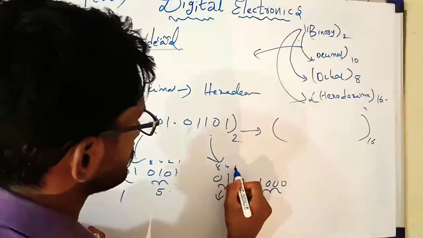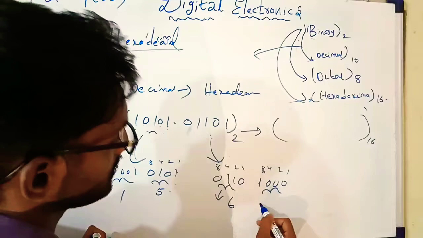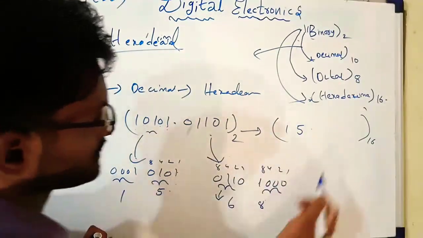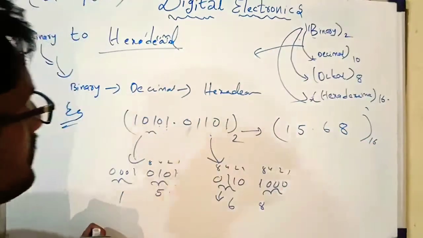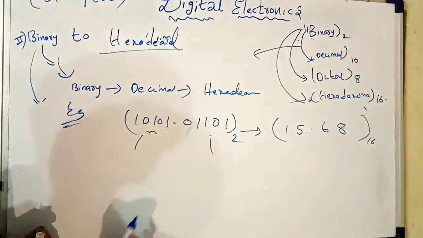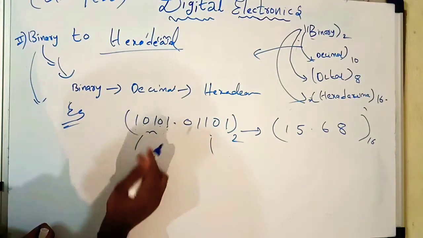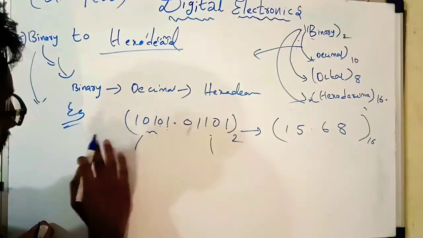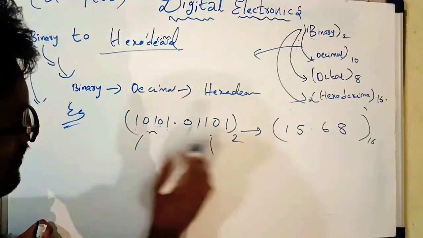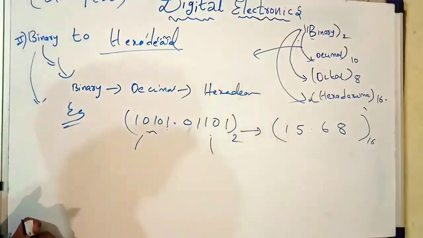This is 8, 4, 2, 1. The 4 plus 2 is 6. 8 is, here this value is 15.68. This is about binary to hexadecimal. Here simply, if there is any deficiency of bits for converting binary to hexadecimal, just add zeros before the digit for the integral part. For the fractional part, add zeros after the digit.